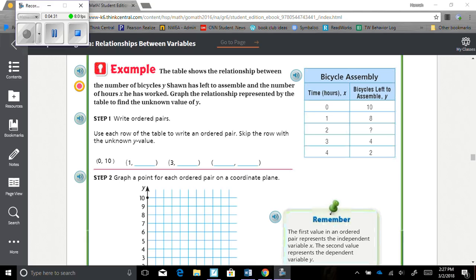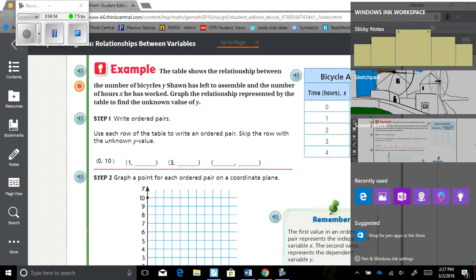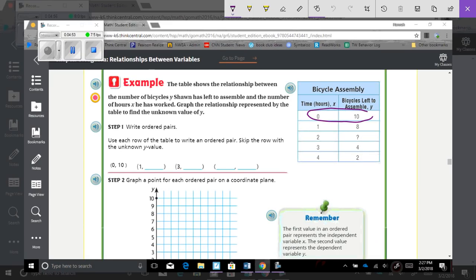Example: the table shows the relationship between the number of bicycles, y, Sean has left to assemble, and the number of hours, x, he has worked. Graph the relationship represented by the table to find the unknown value of y. Step 1 is to write the ordered pairs. Use each row of the table to write an ordered pair. Skip the row with unknown values. Just like I did last time, you're just going to go through and make these into ordered pairs. So the first one is 0, 10. The next one is 1, 8. Then we don't know this one, so we're going to skip that. So then it goes 3, 4, 4, 2.